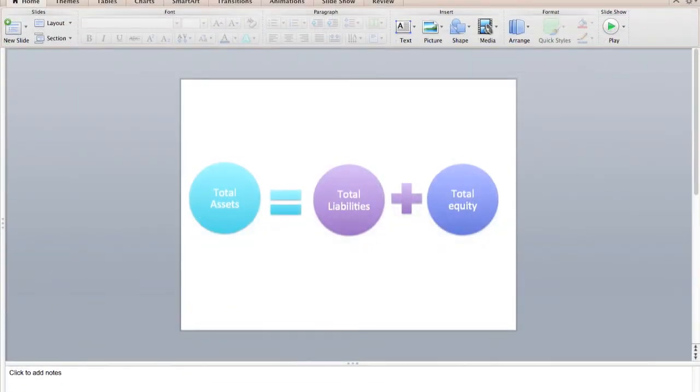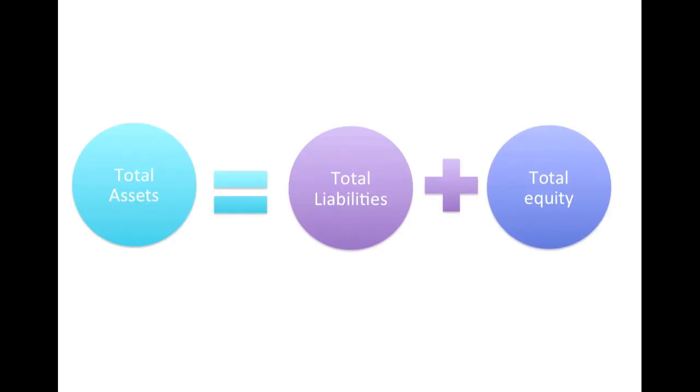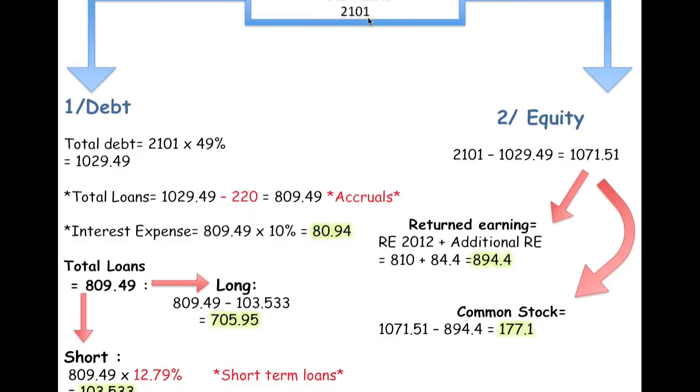Then, to solve the rest, we have to do some calculations before. As it's known, total assets equal total liabilities plus total equity. Since we got 2101 for the assets, it's divided into two parts, which are debt and owner's equity. To get the total debt, we take the 2101 and multiply it by the total debt ratio, which is 49% from the given table. So the total is 1029.49.